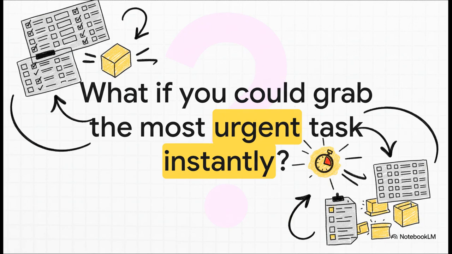So picture this. Your to-do list has 100 things on it. But you absolutely have to find the single most critical task right now. Are you really going to scan the entire list? And what happens when new, even more urgent tasks keep piling on? Well, this is the exact problem priority queues were born to solve.